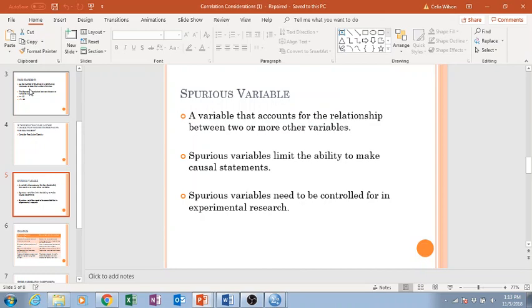We call these additional variables spurious variables because they are kind of throwing off the actual relationship. So looking at point 1 there, a variable that accounts for the relationship between 2 or more other variables. And spurious variables limit the ability to make causal statements. Spurious variables need to be controlled for in experimental research. They are quite hard to control for sometimes because a researcher may not even realize it's a spurious variable until after the research has taken place.